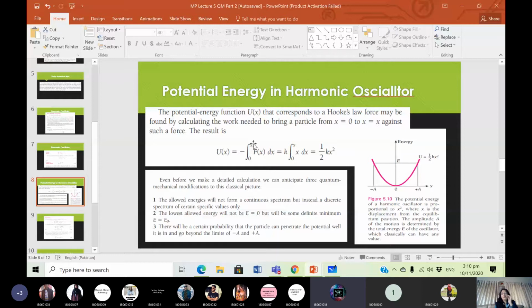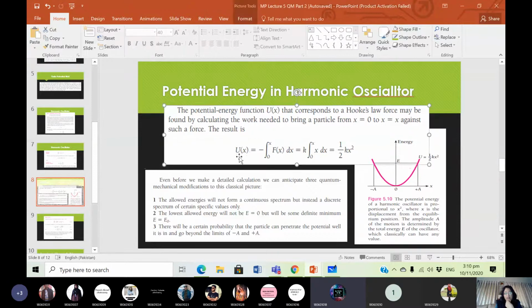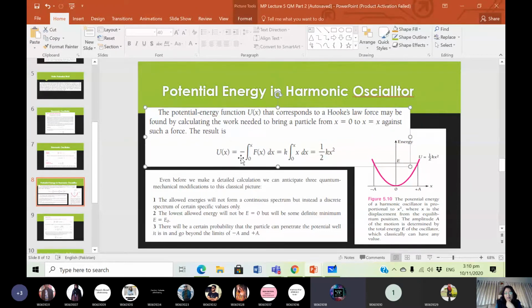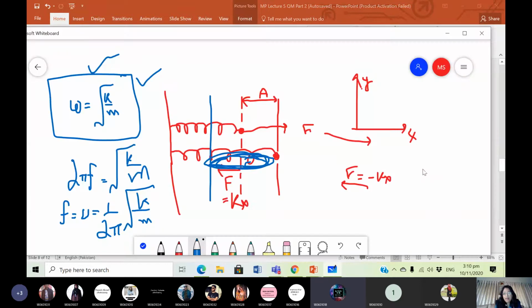Then we also know that for a spring, if you take the integral, what is the potential energy? According to Hooke's law, the potential energy is minus the integral of the force, right? Because we know that F equals what? Minus dU by dx, right?